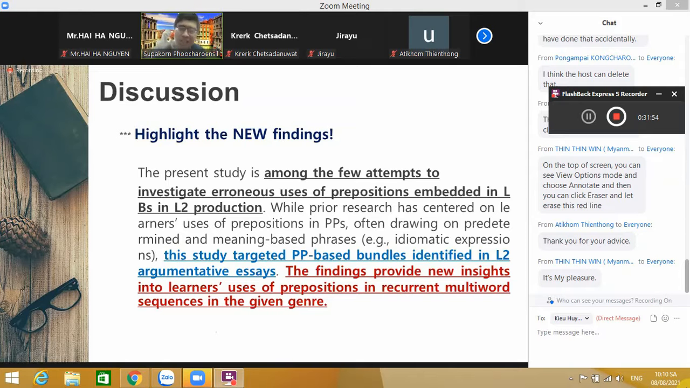This is the focus of the study, identified in L2 argumentative essays. So you can see the context of the study. The focus was on argumentative essays written by L2 students, and the scope was only PP-based bundles rather than any other kinds of lexical bundles. The findings provide new insights into learners' use of prepositions in recurrent multi-word sequences. It's found that students tend to use the same multi-word sequences repeatedly, right?